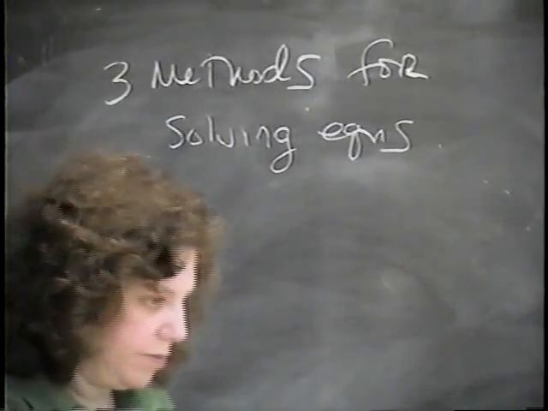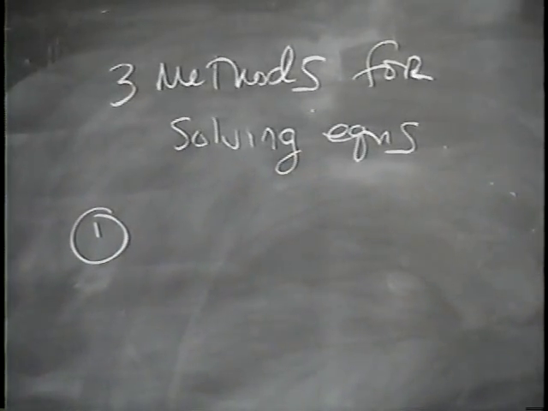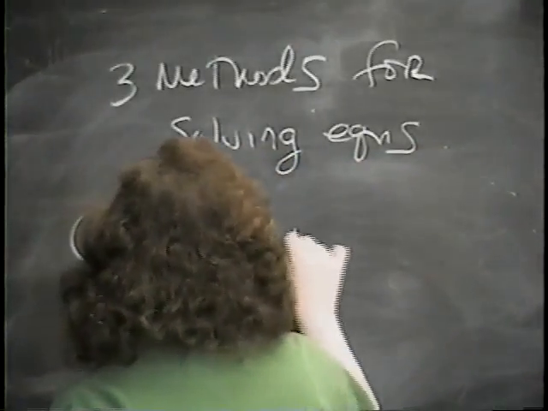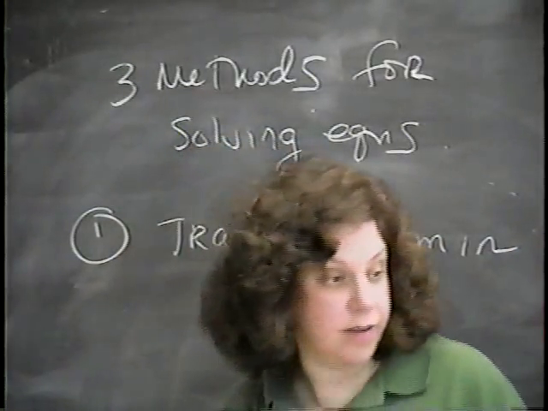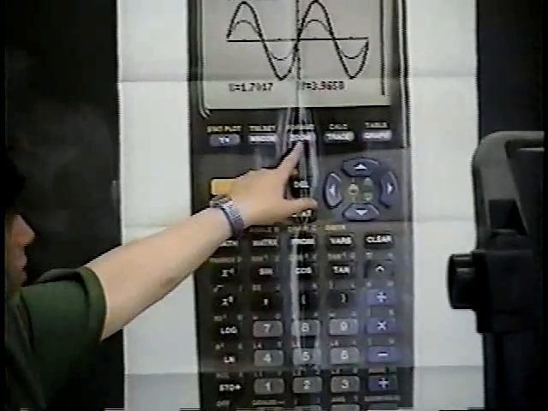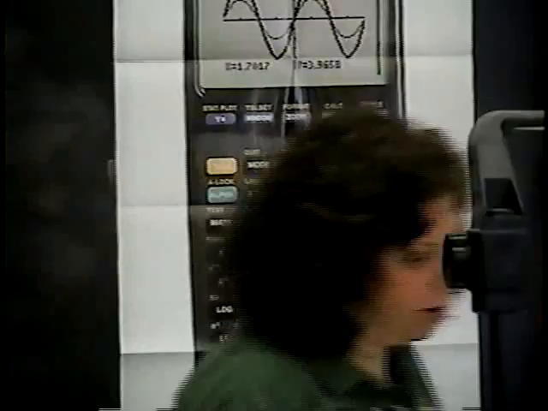Method 1, which is probably the longest and the easiest to use, but it's the slowest, is the trace and zoom in method. Trace and zoom in. It has to be used repeatedly. Okay, we're going to be using the trace key and zoom. One of the options under the zoom menu is zoom in. Let me show you how it works.